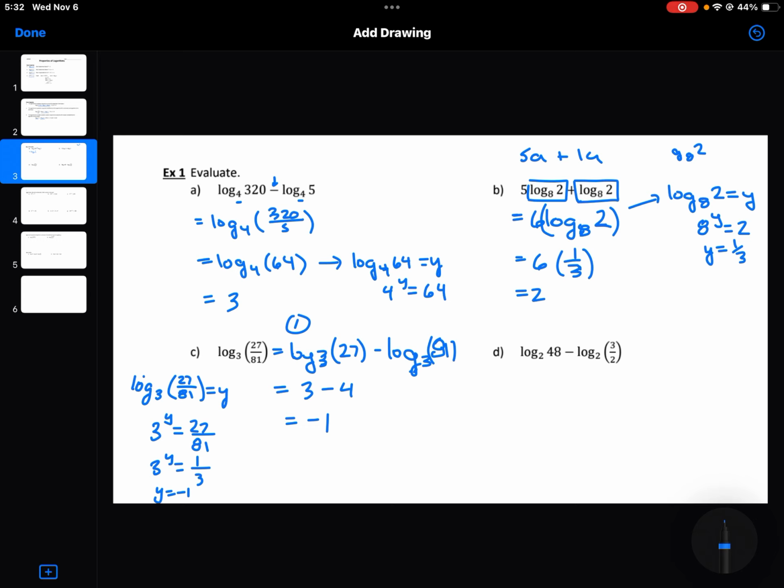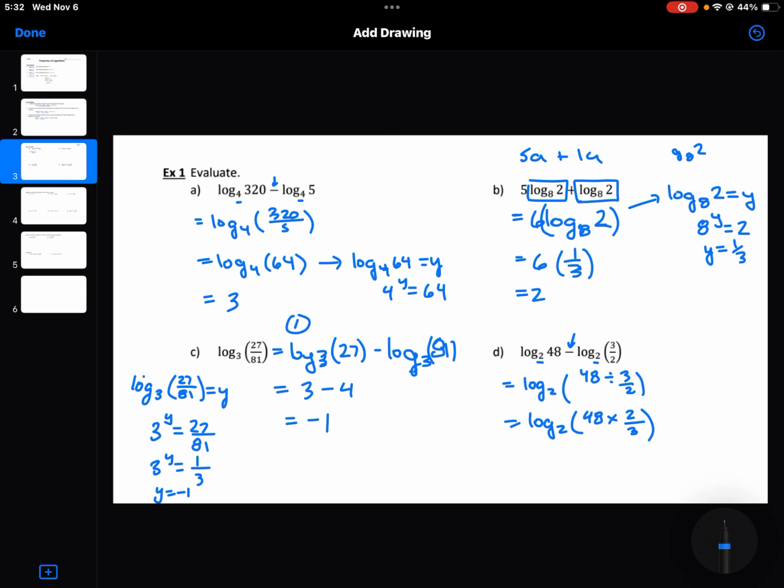All right, let's take a look at D. So we've got our bases are the same and we are subtracting. That means we can divide the arguments of the logarithm. So I've got 48 divided by 3/2. Remembering your fraction work, that means we keep, change, and flip. So I've got 48 times 2/3.